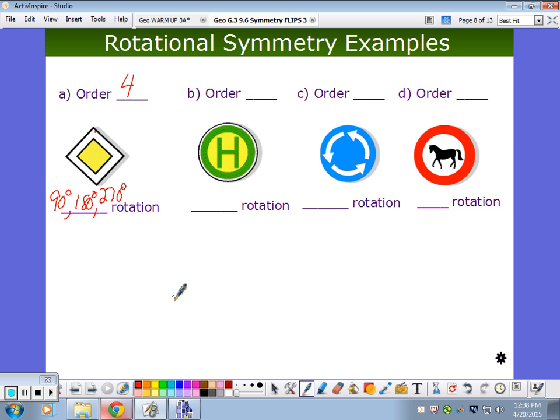This thing here, I think that's a hospital center. I don't know what that is. This is order 2. How come, Christian? Because at 180 degrees, it's the same as if you turn it back to what it was. So what's the rotation here? It's 180. This is a roundabout symbol, and I guess we're in England now because it has us driving backwards here. So this is a roundabout sign.